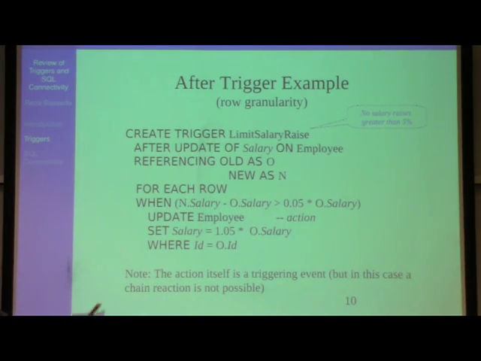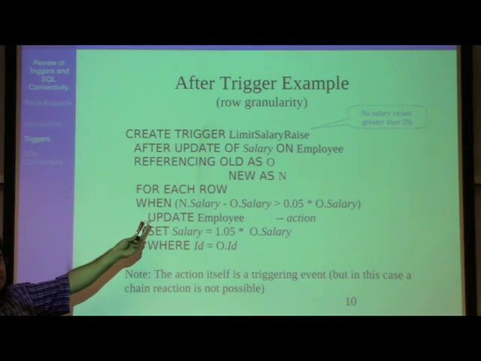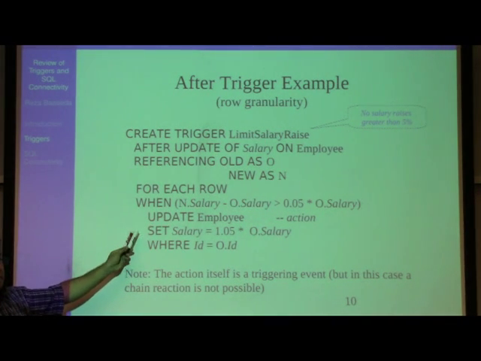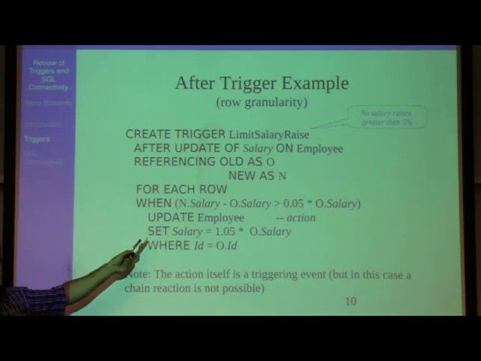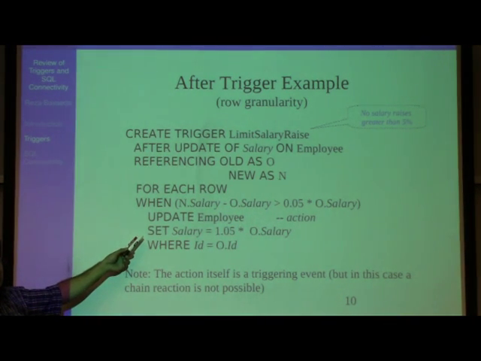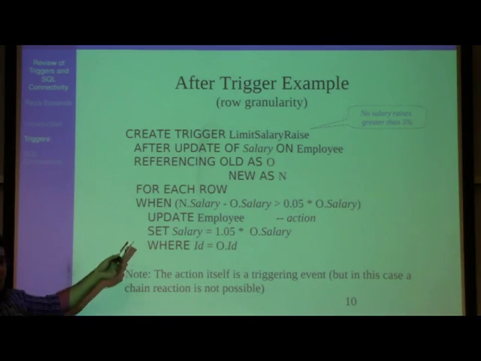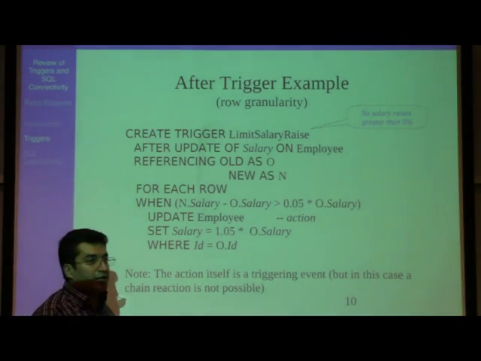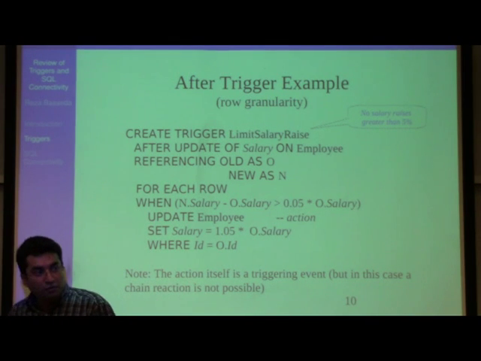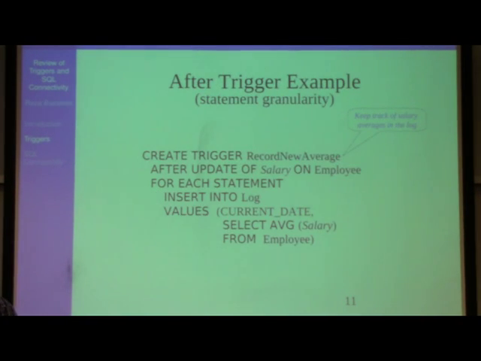So it is still row granularity. If it was statement level granularity, what happens? If at least any one of the rows is a violation, the whole thing will be aborted and nothing will happen. But it is not aborting.